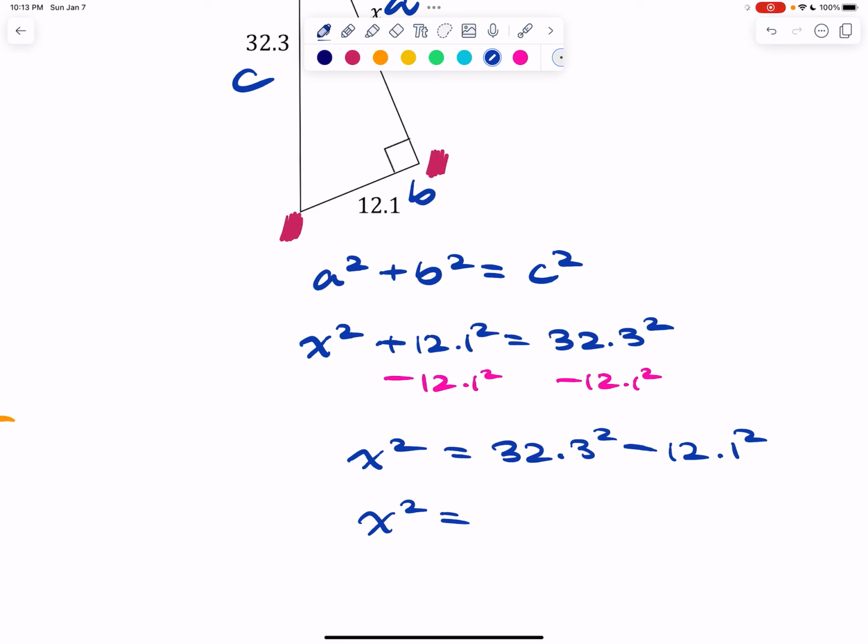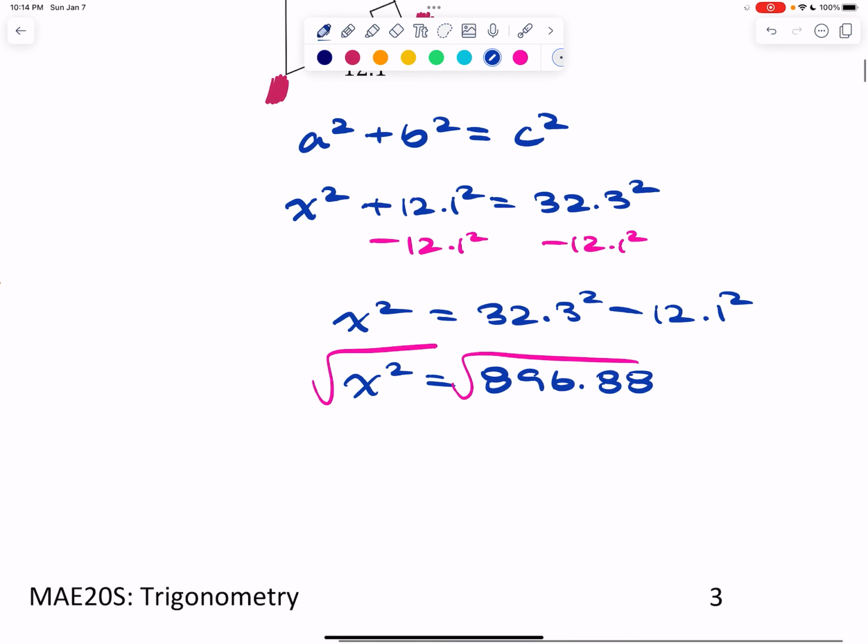And according to the calculator, that is 896.88. Then we take the square root of both sides. That's our usual. Oops, I did the wrong button. And I get 29.9.